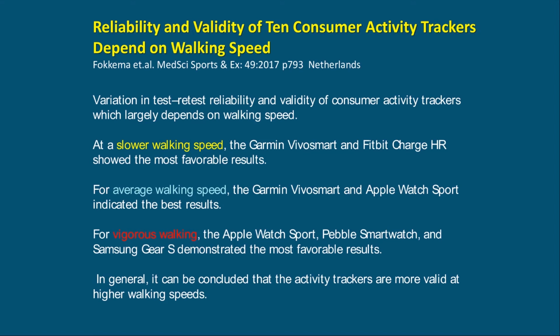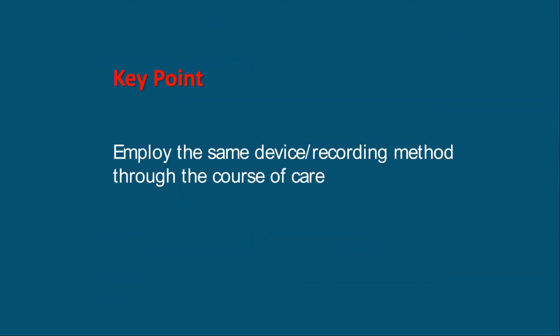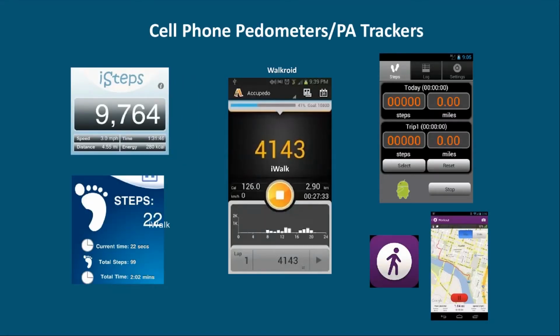So you need to walk, as a general rule, when you look at all the data, at least 1.5 to 2 miles an hour or faster, better if it's faster, for more accurate step counts. So the key point in this is employ the same device recording method through the course of care, regardless of which you use, wrist-worn, pedometer, cell phone. The most important thing is have reliable validity and consistency in the device being used.